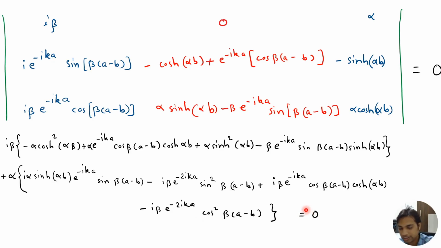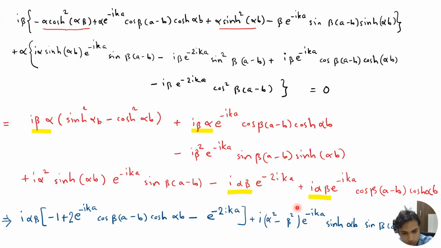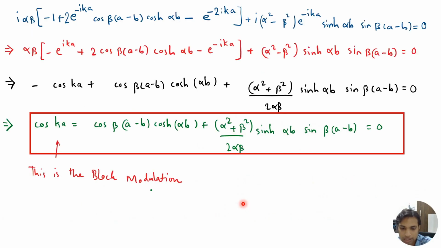Once you get that expression, you can do further simplification. These are the simplification steps. You can go through it, and finally what you get is this particular expression. Okay, here is one small mistake.